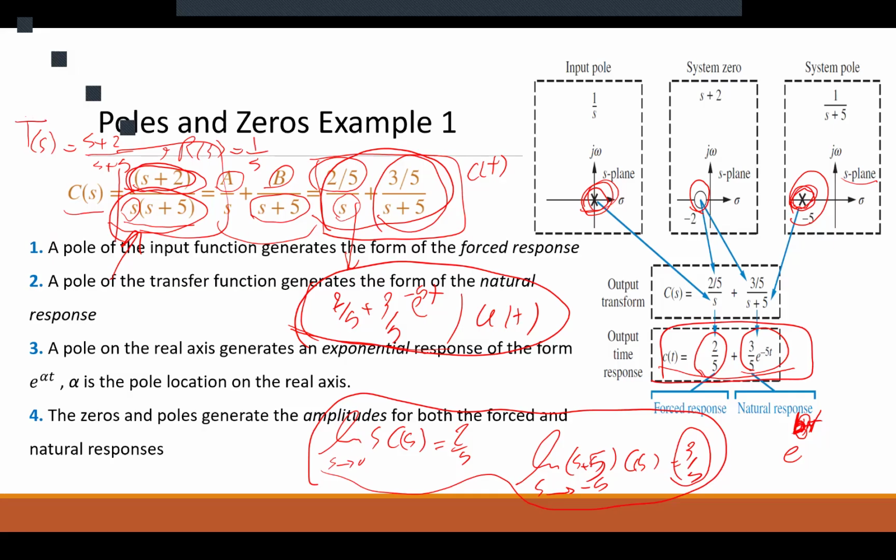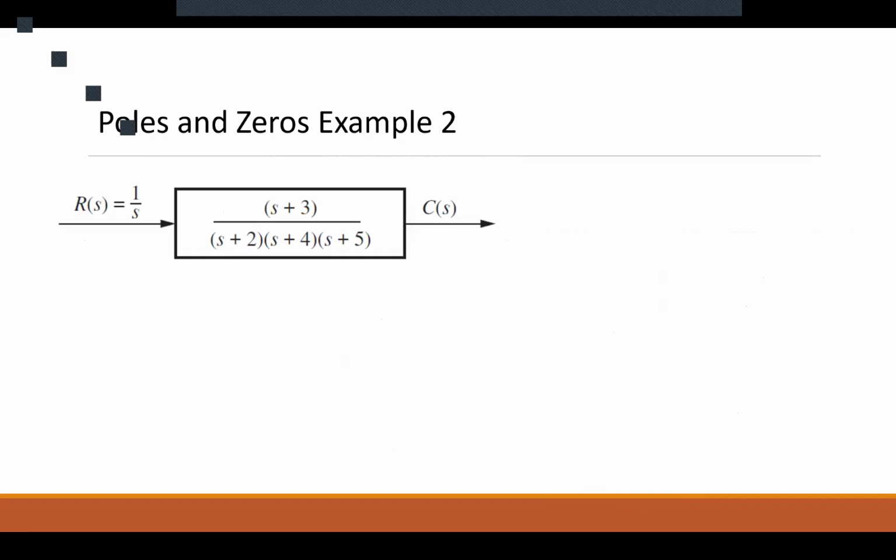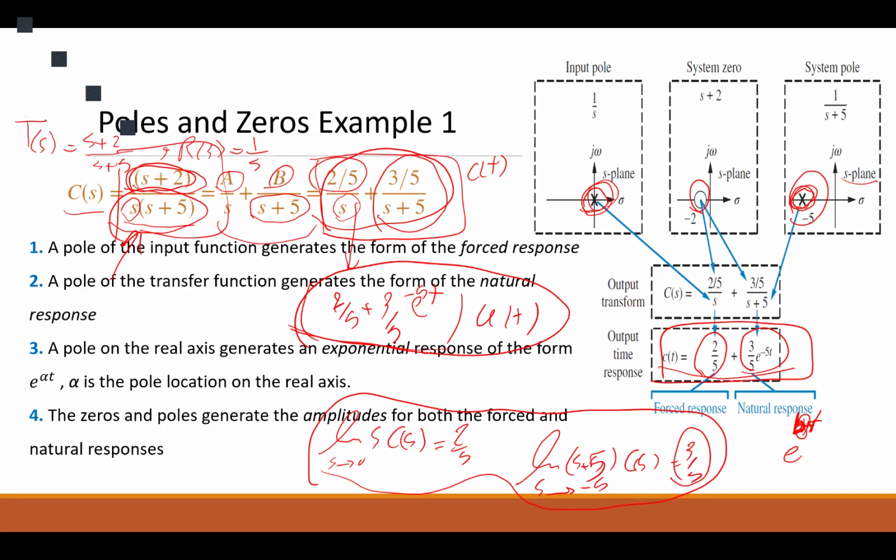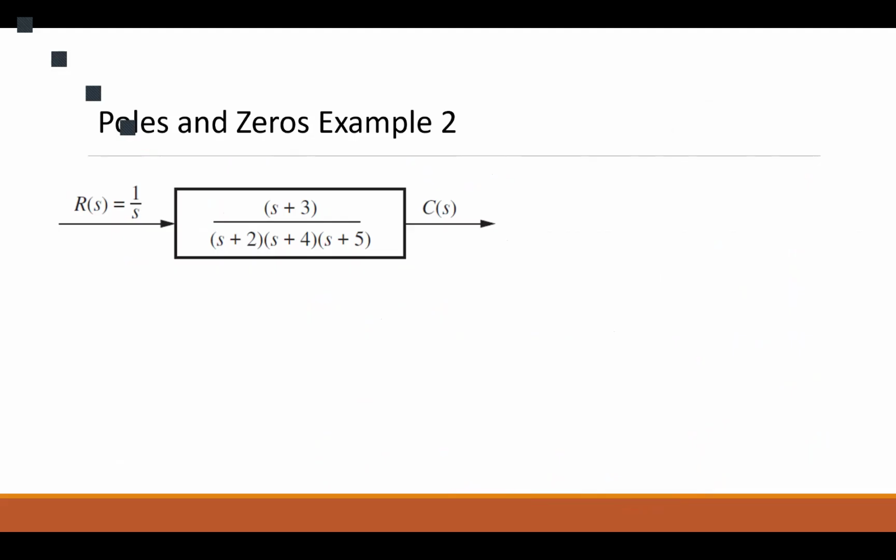Now, let's do another example. Yes, this is the time response. We wanted to see what the time response is. We already know the model of the system. Now we want to see, if we have a step function as input, what would be the result at the output in the time domain? Very good. Any other question? No? Let's move on to the next example.